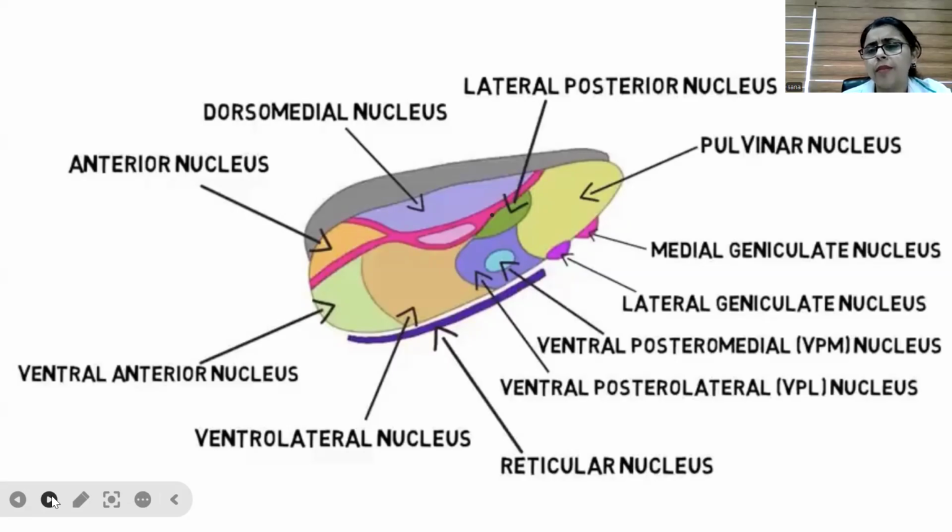And the pulvinar and the medial and lateral geniculate have their own specific relationship with the visual apparatus and the auditory apparatus. So basically, in the thalamus, this is the area of interest regarding pain. Thank you. Next, please.